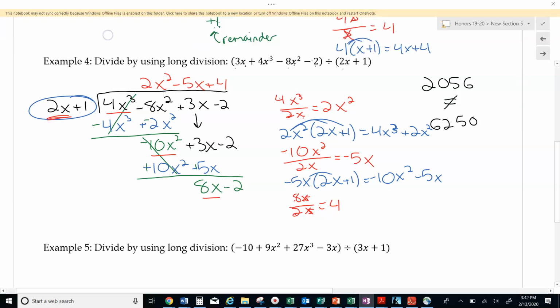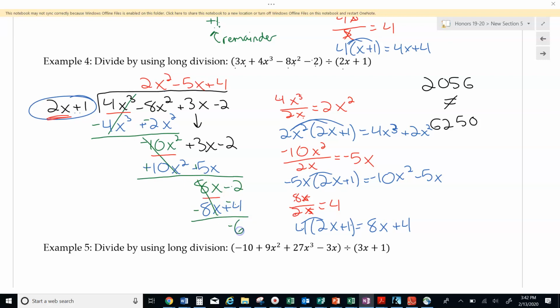Multiply. We take that 4 and we multiply it by this. 8x, 4 times 1 is 4. Subtraction means change signs. Negative 6. We move this remainder all the way up. It's minus 6 over 2x plus 1. Right, because it has that remainder.